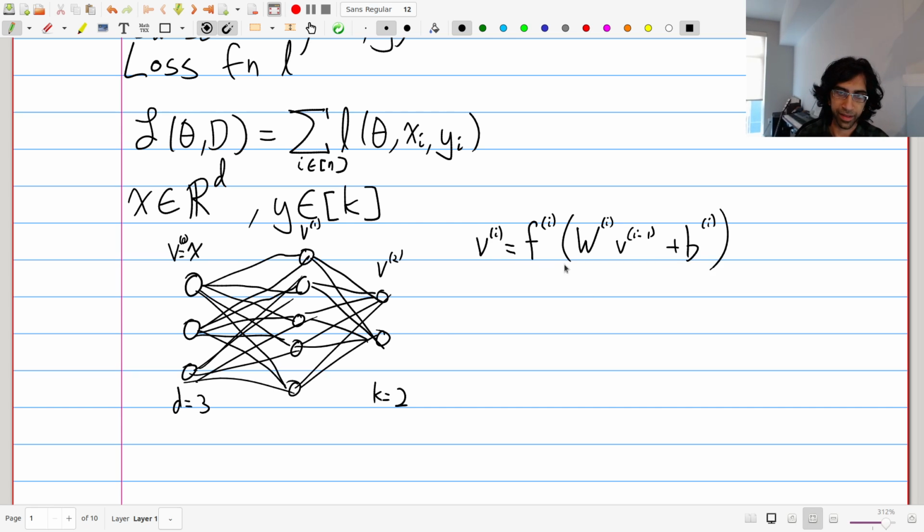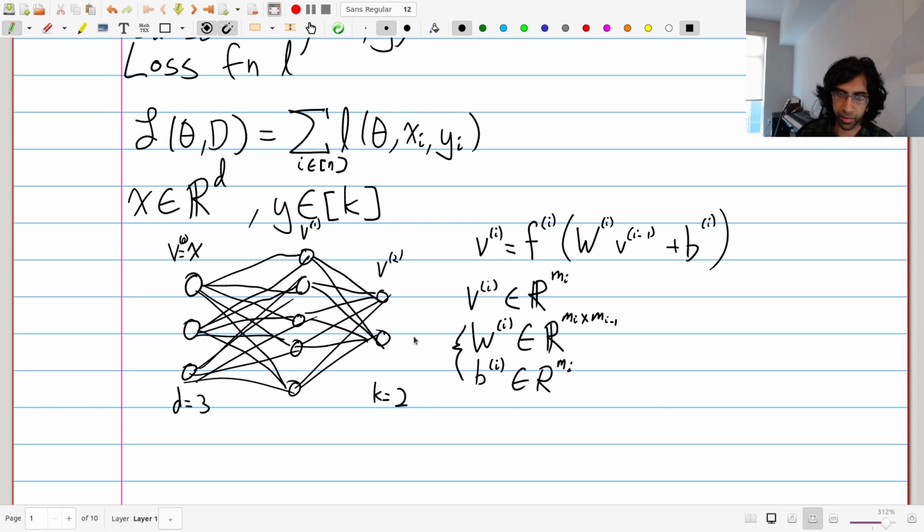Essentially, let me define some of these. We have v_i, which is in R to the m_i, where m_i is the dimensionality of the ith layer. The parameters in this layer, that is, the theta, the things we're trying to learn, are going to be W_i, which is in R to the m_i times m_{i-1}. The reason is that it is a linear mapping which takes us from the dimensionality of the (i-1)th layer to the ith layer. And we have that b_i is in R to the m_i. And so these here are the parameters.